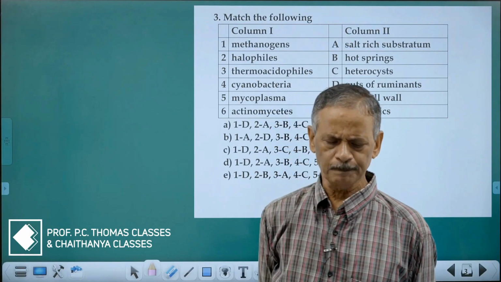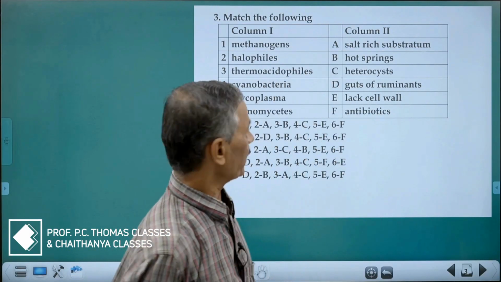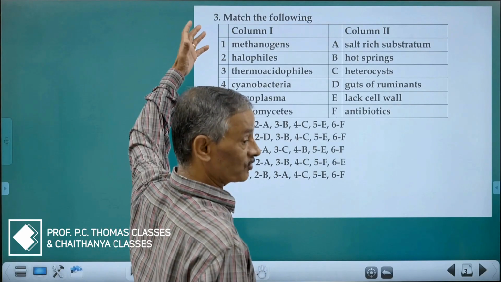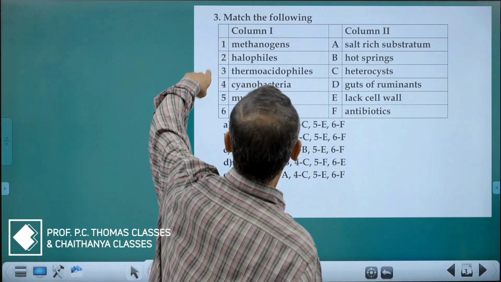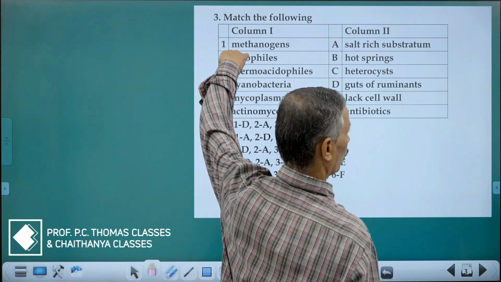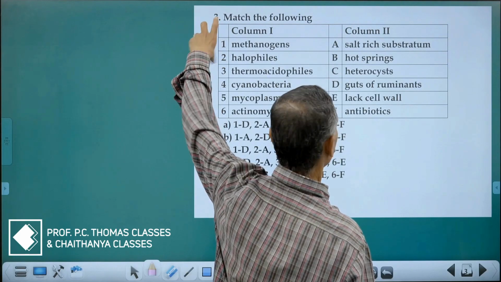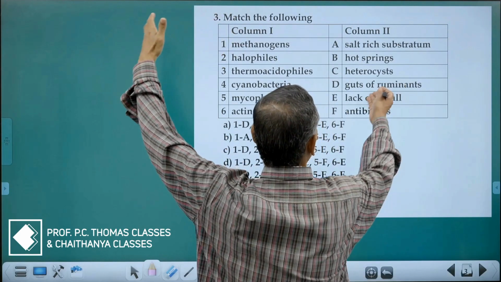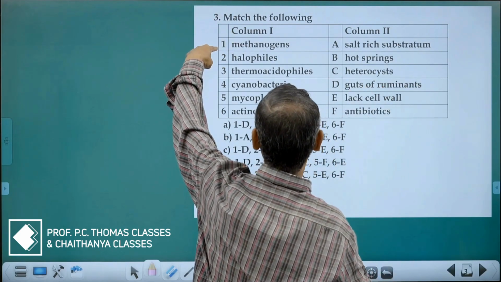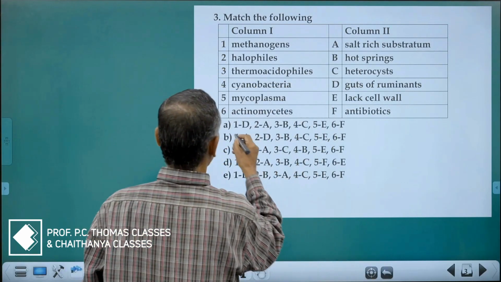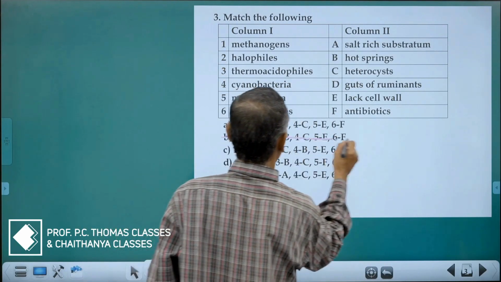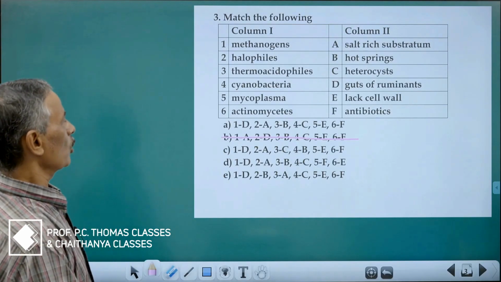Match the following. Whenever you are having a match the following, it will be taking some time. There is a technique. See, methanogens, which are all methane gas producing, are all present in guts of ruminants. So, one is D. So, we are having 4 options. You eliminated only B.